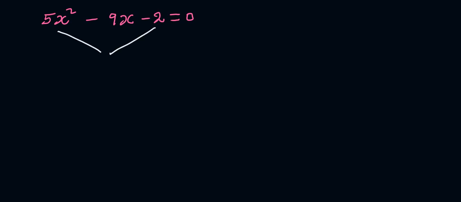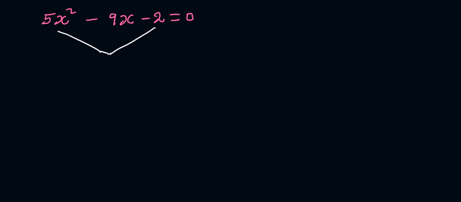If we have 5x squared - 9x - 2 = 0. Now you can see that the coefficient of x squared is greater than 1. The coefficient of x squared is 5, and that is greater than 1. So the first thing to do is to multiply 5x squared by -2.